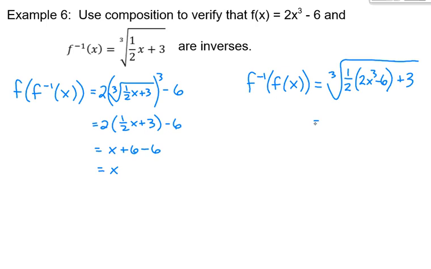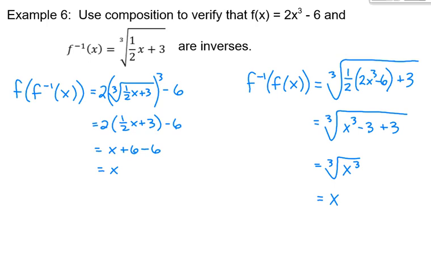And let's simplify that. So we have the cube root of, now we can distribute the 1/2. 1/2 times 2 is 1, so that's x cubed. 1/2 times 6 is 3, so that's minus 3 plus 3. Notice we can add the minus 3 and the plus 3 together inside that cube root. And now all we have left is the cube root of x cubed, and the cube root of x cubed, of course, is just x. So again, we have verified inverses using this algebraic process of composition.